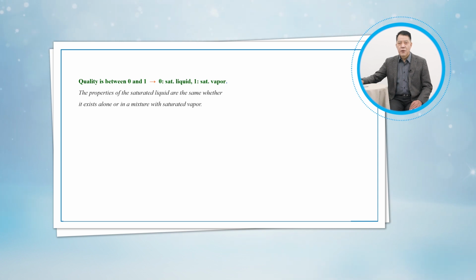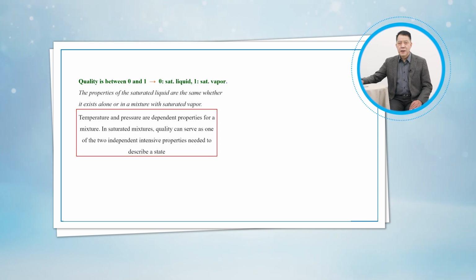Note that the properties of the saturated liquid are the same whether it exists alone or in a mixture with saturated vapor. During the evaporation process, only the amount of saturated liquid changes, not its properties. The same can be said about a saturated vapor. In saturated mixtures, quality can serve as one of the two independent intensive properties needed to describe a state.